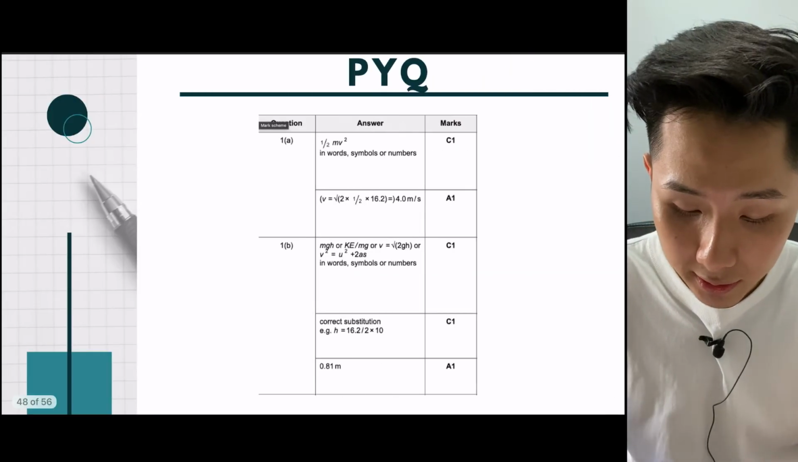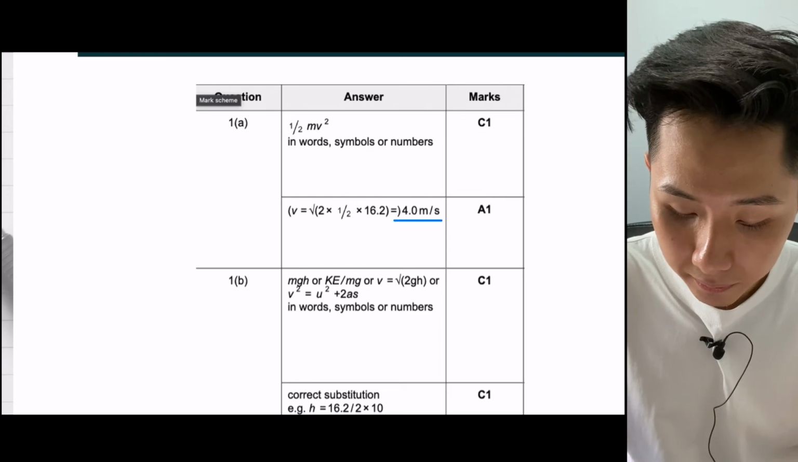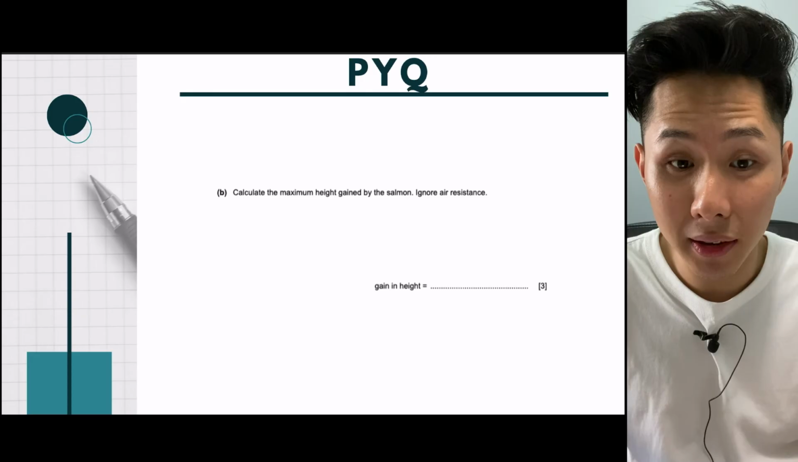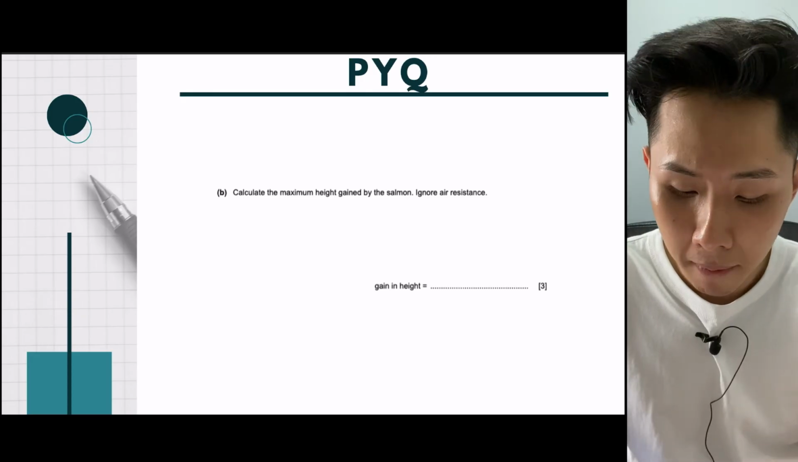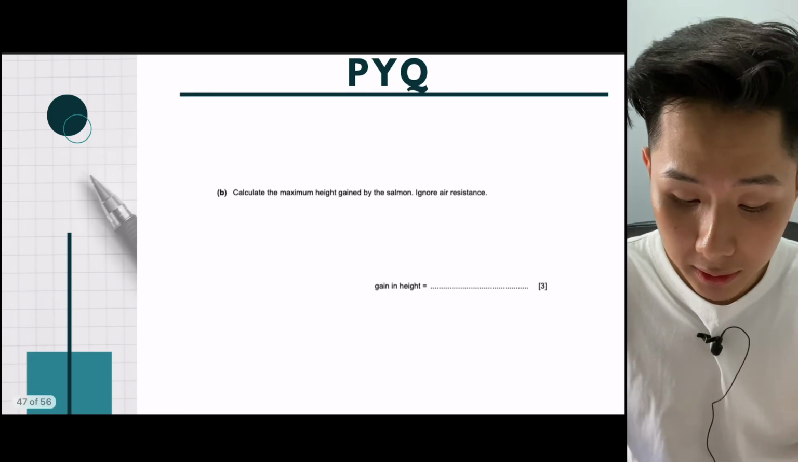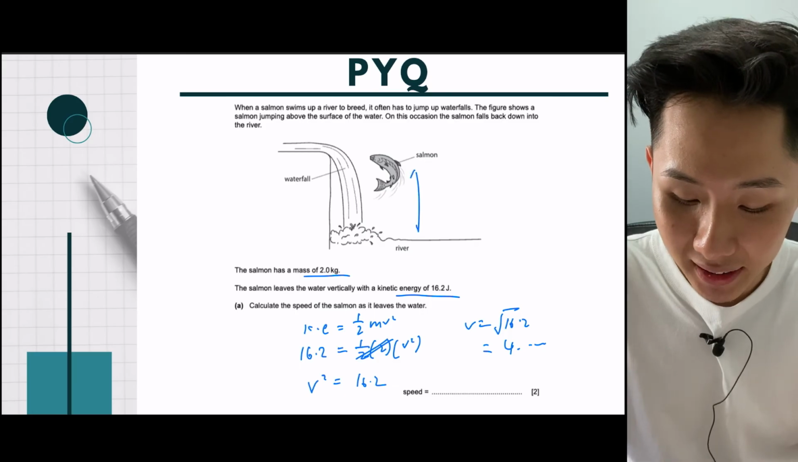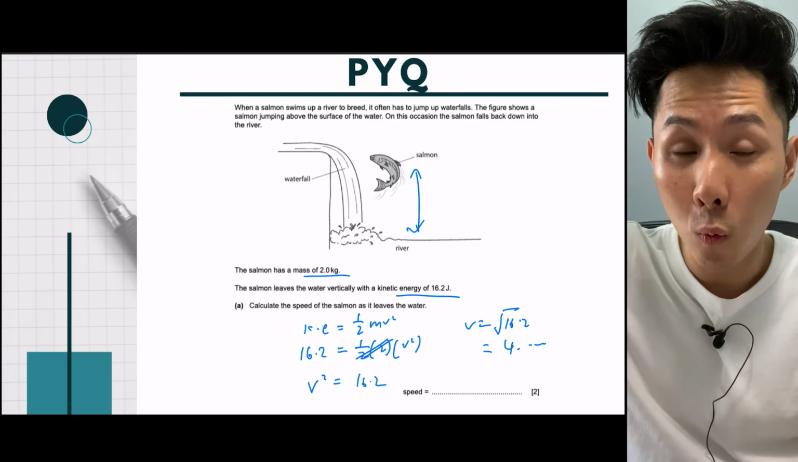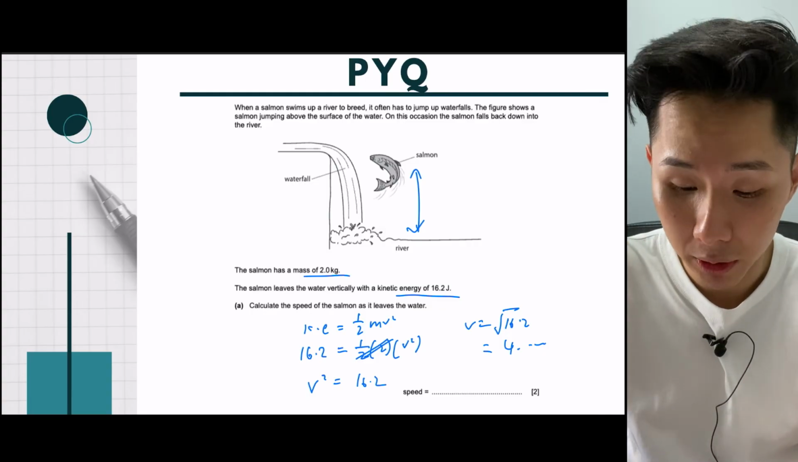If we look into the answer, you're going to get 4. All right, so another question. This is one that is very similar to the waterfall question. Calculate the maximum height gained by the salmon. We know that the fish leaves the water with a kinetic energy of 16.2.